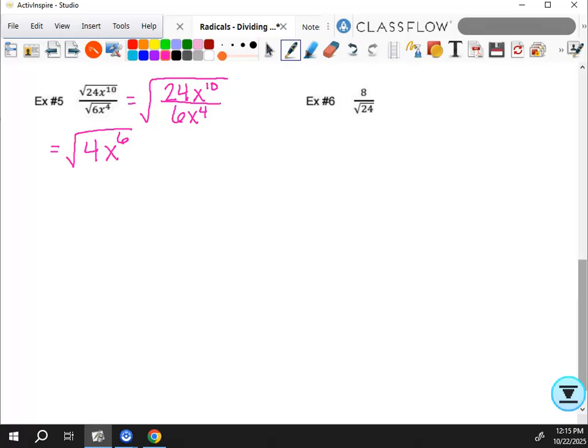Now I don't even have a fraction. Square root of 4 is 2. What is the square root of x to the 6th? x to the 3rd. And that is my answer. Okay. What questions do you have? All right. Then 6 is just like what we did yesterday. Also, just simplify the square root of 24 first, and then it's all the same steps. Okay? We good on those? Any questions? All right. Flip it over.